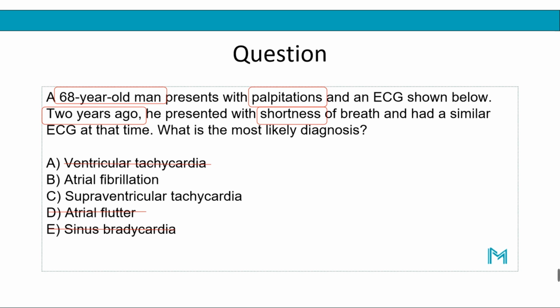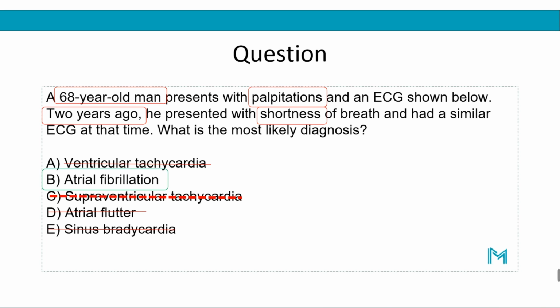Ventricular tachycardia, we did the same. Atrial flutter, we did the same. But now we are tied between B and C. The best option here is atrial fibrillation, because we said supraventricular tachycardia is a broader term and does not really mean a single condition. But we are looking for a single best condition here. So we rule out the supraventricular tachycardia because of that reason, and that leaves us with atrial fibrillation.